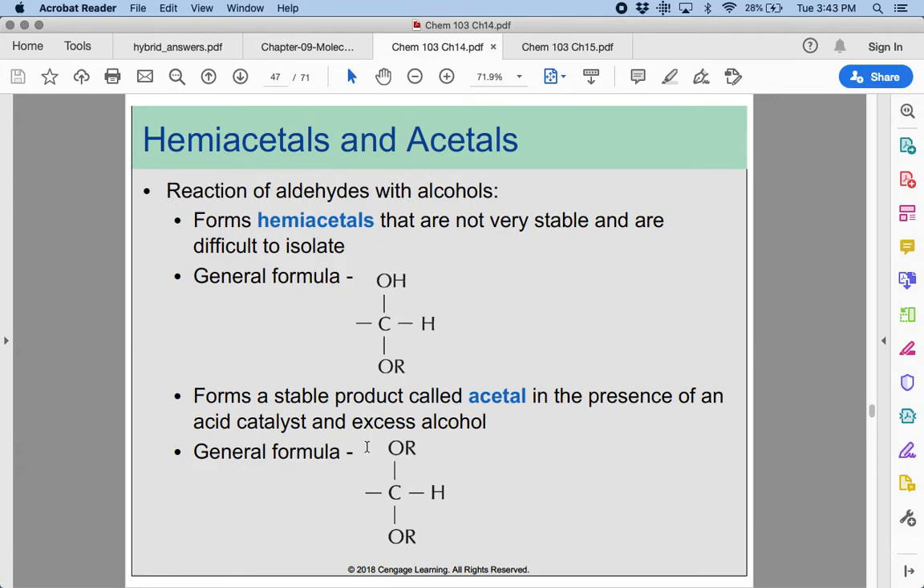I'm going to briefly talk about hemiacetal groups and acetal groups and hemiketal groups and ketals. Just briefly, we'll see more of these when we get into our biochemistry section. I just like to expose you to them now.